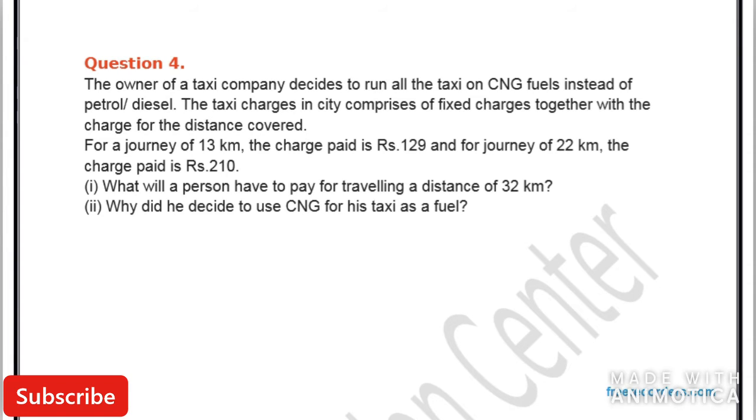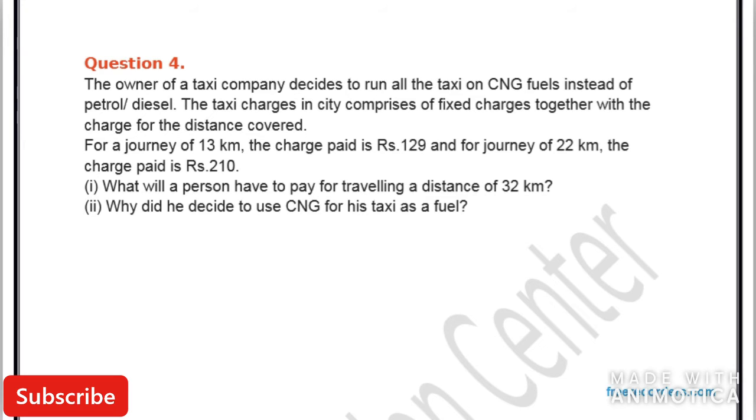Now moving on to question number 4. The owner of a taxi company decides to run all the taxis on CNG fuel instead of petrol or diesel. The taxi charges in the city comprise a fixed charge together with the charge for the distance covered. For a journey of 13 kilometers, the charge paid is 129, and for a journey of 22 kilometers, the charge paid is 210. What will a person have to pay for traveling a distance of 32 kilometers? So there is a fixed charge, and after that they have to pay a certain amount.